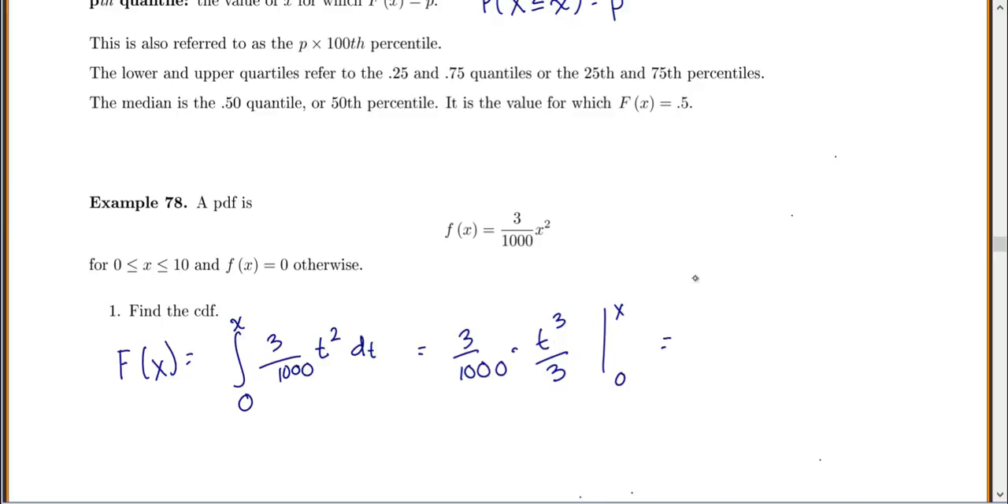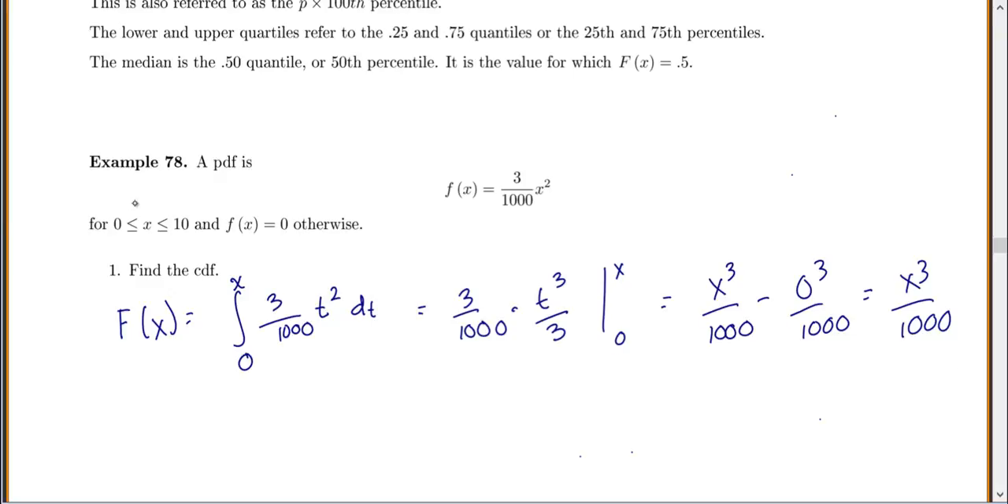Those 3's cancel, so we're going to have x to the third over 1,000 minus 0 to the third over 1,000, which is just x cubed over 1,000. Now remember, your bounds always stay the same, so our bounds will be from 0 to 10.